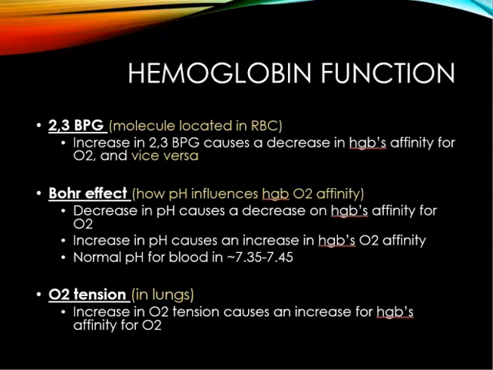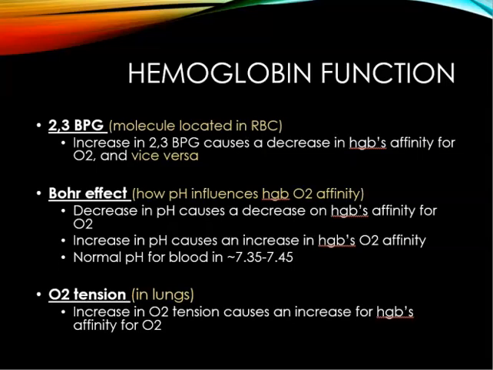First off, we're going to talk about 2,3-BPG, and BPG represents bisphosphoglyceric acid, but you don't have to memorize that, just know BPG. This is a molecule located on the red blood cell, and an increase in 2,3-BPG causes a decrease in hemoglobin's affinity or love for O2, and vice versa. So it has an inverse relationship.